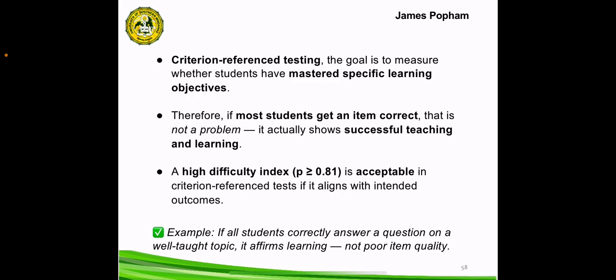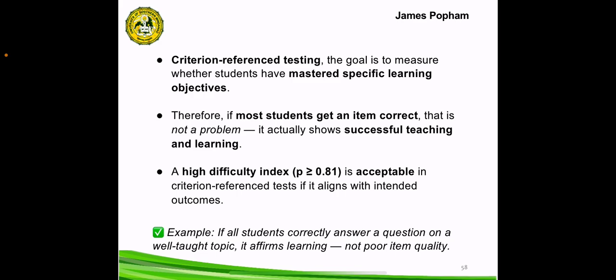So according to James Popham, in criterion reference testing the goal is to measure whether students have mastered specific learning objectives. Therefore, if most students get an item correct, that is not a problem. It actually shows successful teaching and learning. So, doon mo ma-assess kung ano ba talaga yung natutunan ng student.